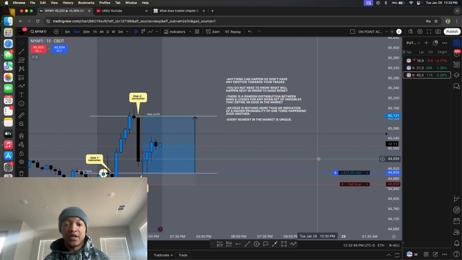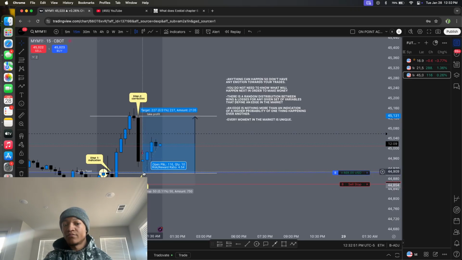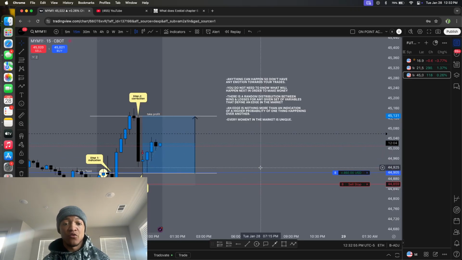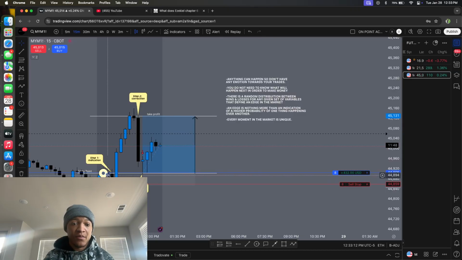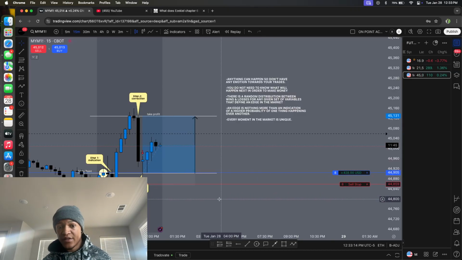And last but not least, every moment in the market is unique. So that doesn't mean that, like I was going back, this is just one trade. This is the unique movement of the market on Tuesday, January 8th, 2025. Tomorrow, we may not get a move. Tomorrow, we could get our setup and we could lose. Tomorrow, we get our setup and we could win, and price can skyrocket or price can tank. Anything can happen. All that matters is that I'm executing my setup, and that's that.